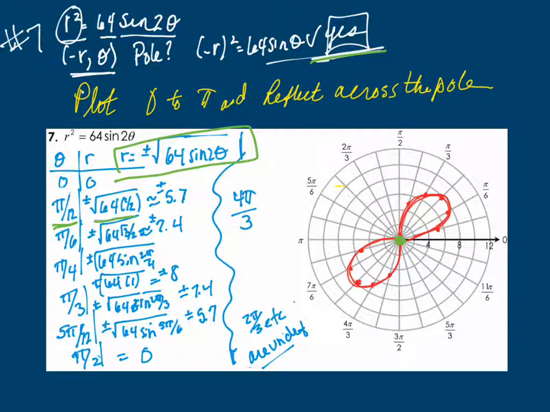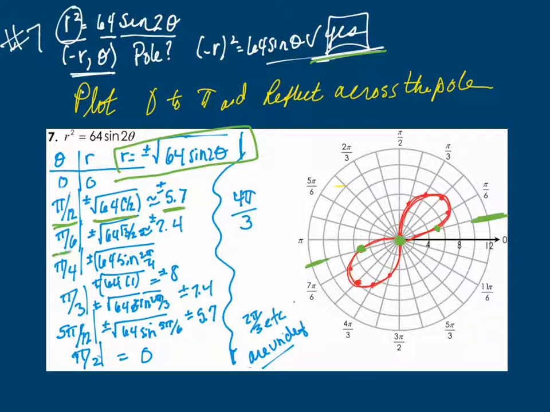So just using my calculator, I got plus or minus 5.7. If you look at pi over 12, this is the pi over 12 line. Here's 5.7. And then if you back up, it's plus or minus. So if I back up and I'm on this line right here, then there's the negative 5.7. So I've got that guy and that guy.